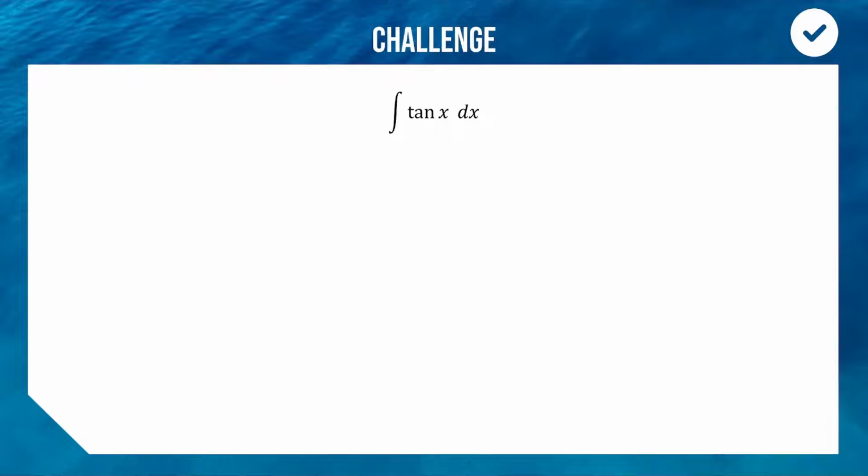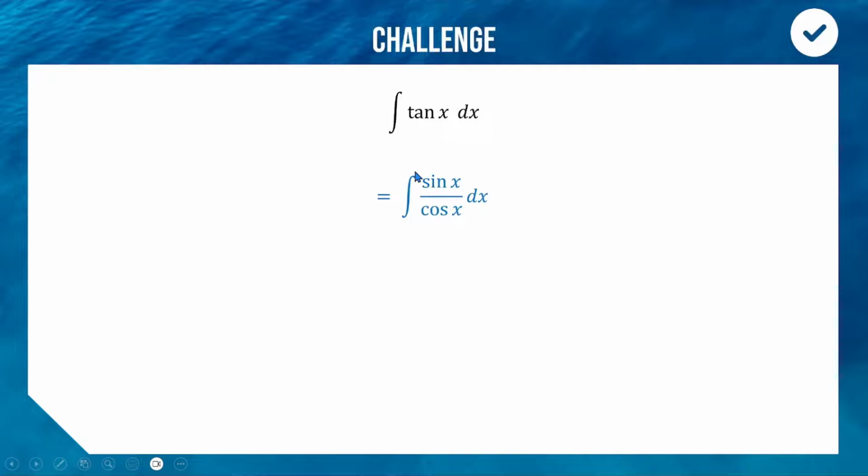Okay, finishing off with a challenge for this section. We're integrating tan x with respect to x, which is confusing because the integrating trigonometry is the next section. We haven't got up to it yet. So it seems pretty tough until you recognize that there is another way that you can write tan. Tan can be written as sine over cos.